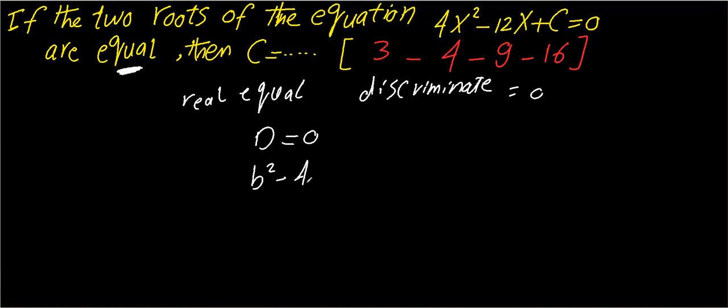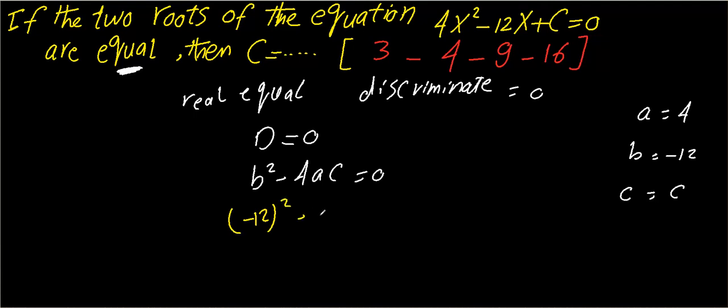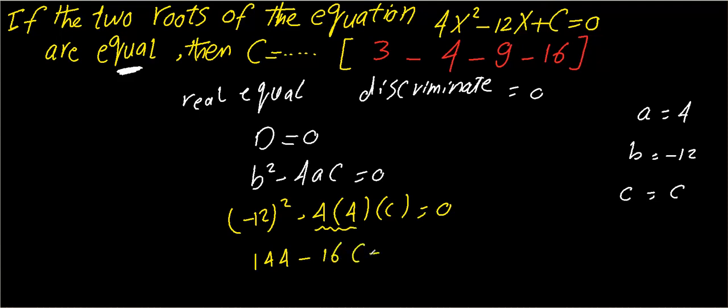D = b² - 4ac = 0. Here we can write that a equals 4, b equals -12, c equals c. We can substitute here: (-12)² - 4 times 4 times c equals 0. 144 - 16c = 0, so 144 = 16c. We divide by 16.